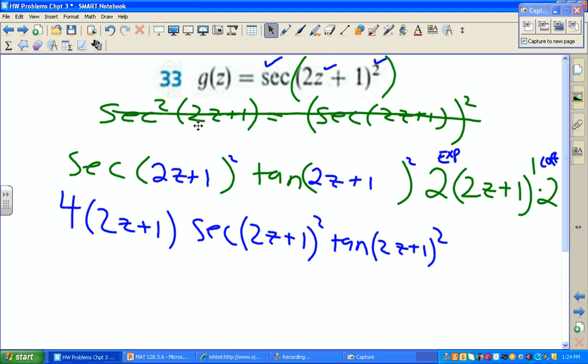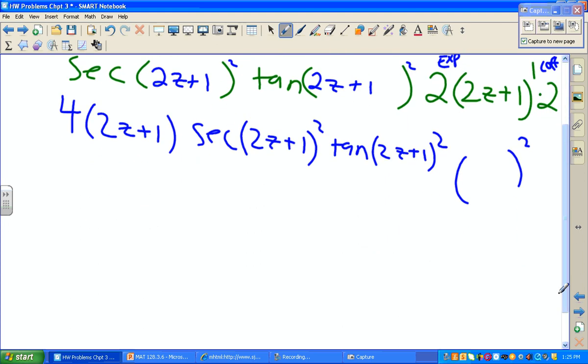Yes, that's right. If I have to take the derivative of something squared, I'm going to have 2 times something to the first. And it just so happened the derivative of the inside was also 2. Remember, the derivative of any linear function is just going to be the slope of the line.